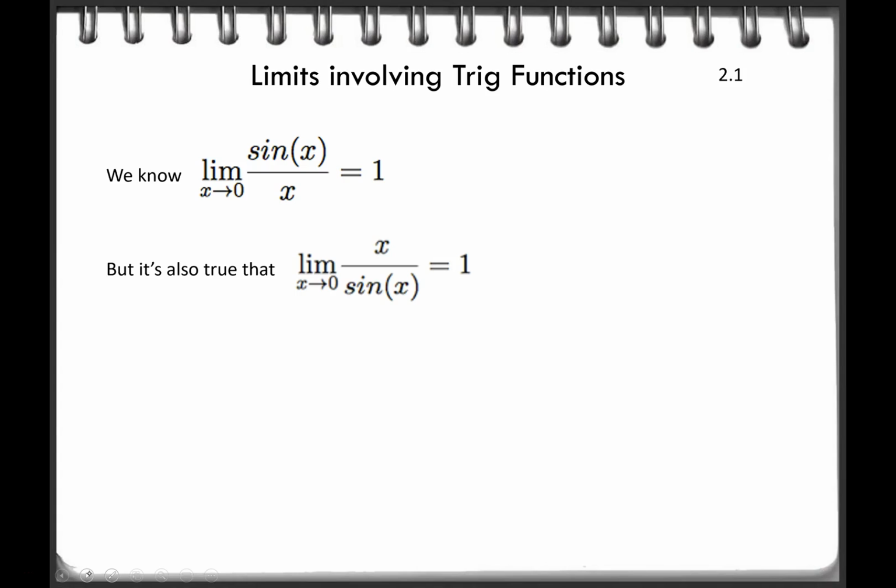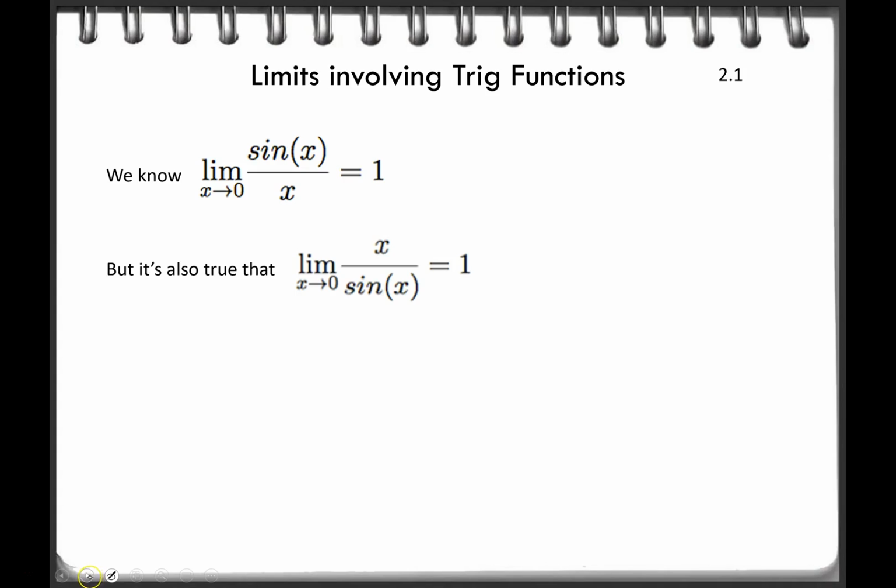So first of all, we know that these two things are true, and you may not have realized it at the time, but we solve these problems using the tables, and we have done these problems before. At this point, this is just something you have to memorize, that if you have sine x over x, the limit as x approaches 0 is 1. And the same thing is true if we take the reciprocal.